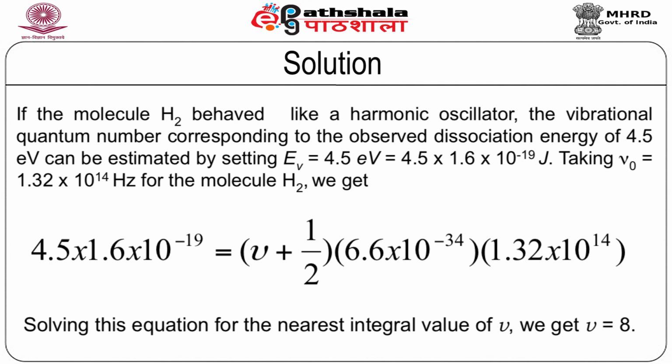So if you solve this equation for the nearest integral value of v, we get v equal to 8. If you solve this, you'll get some fractional value, but you have to take the nearest integral value of v, because this is a vibrational state, so it has an integral value. So there can be small error. The result may not be exactly 8, it may be 8 point something, but you have to take 8. So if the hydrogen molecule behaved exactly like a harmonic oscillator, then you would only have 8 energy levels before you come to the dissociation energy of the hydrogen molecule, which is 4.5 eV.